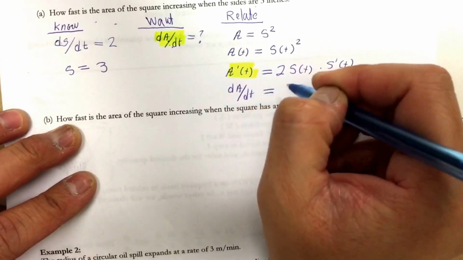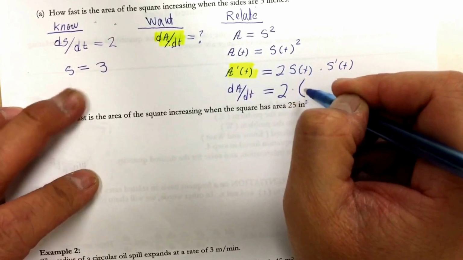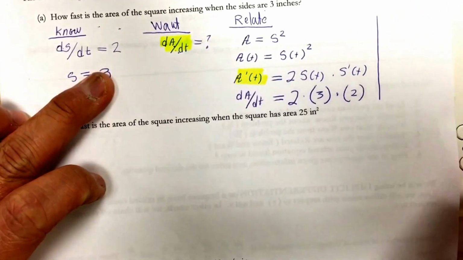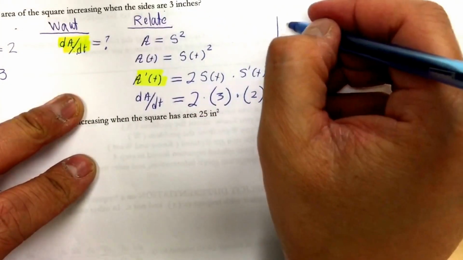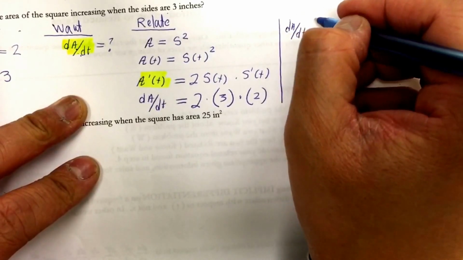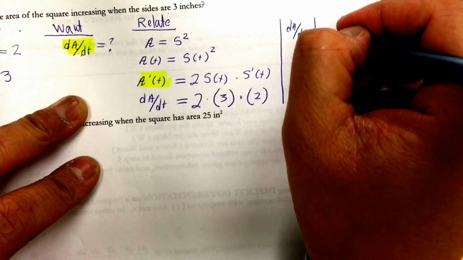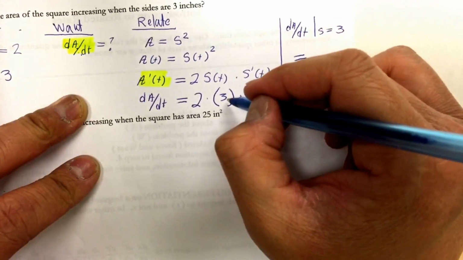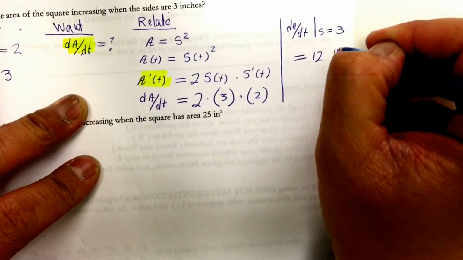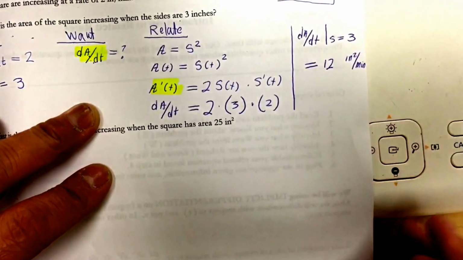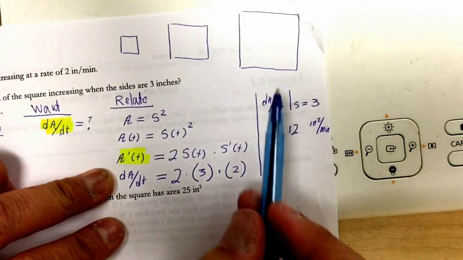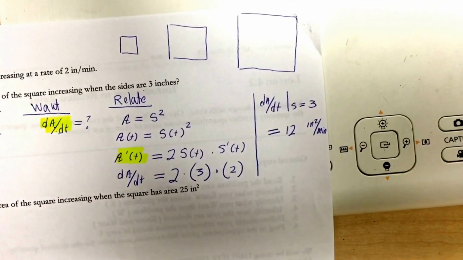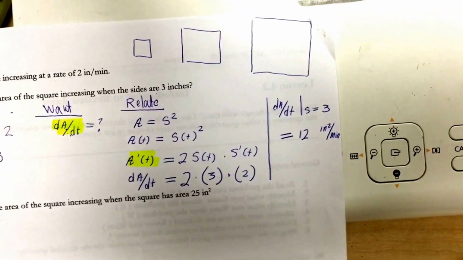So the change in the area with respect to time is 2 times 3 times 2, and that equals 12. So the change in area with respect to the change in time, when s equals 3, is 12 inches squared per minute. So when the length of the sides are 3 inches, the area is increasing at 12 inches squared per minute. Okay, good.